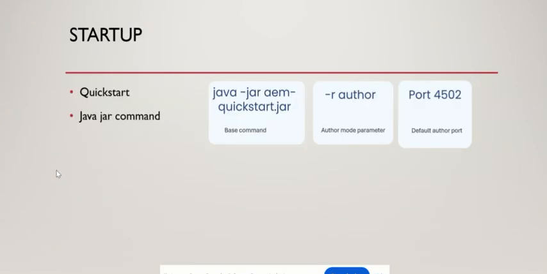So these are the ways we can start up the AEM. Once we have the jar file, we can start the jar file using this java jar command. We have this run mode as author, and this is the port number. So this is the command we can use for starting up AEM using command prompt. This is the quick start startup, like we can double click on the jar file and start up AEM. And then the third way is the start.bat file.